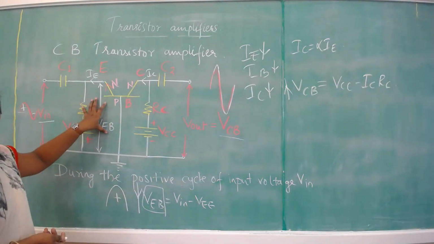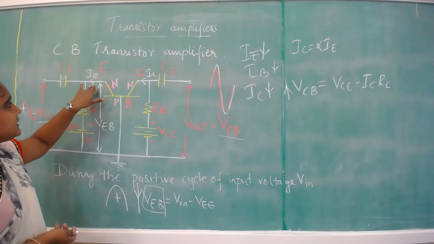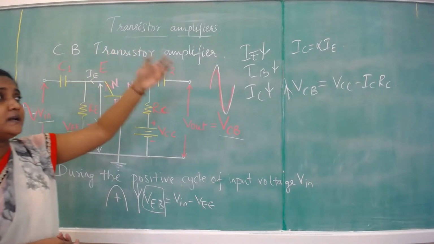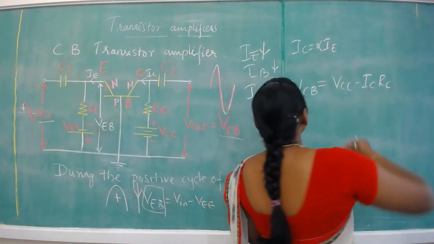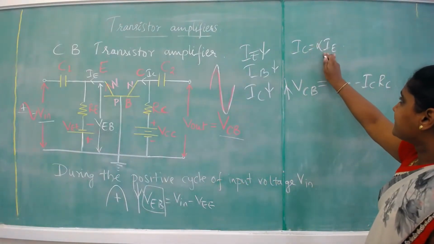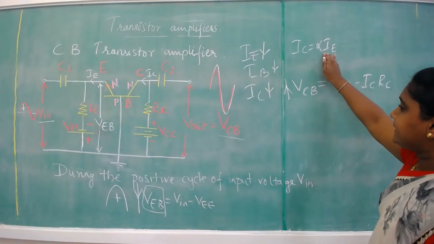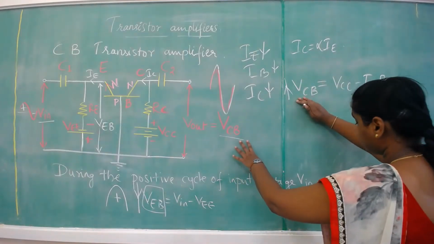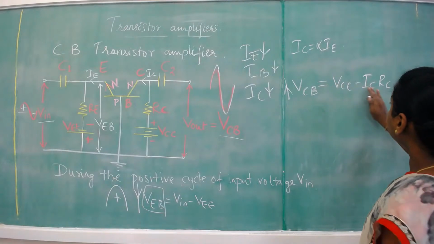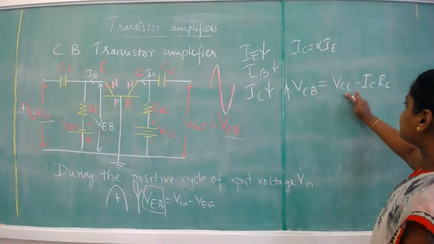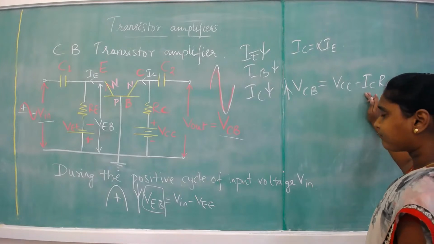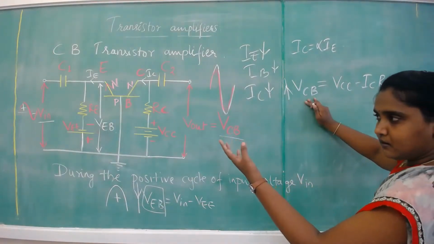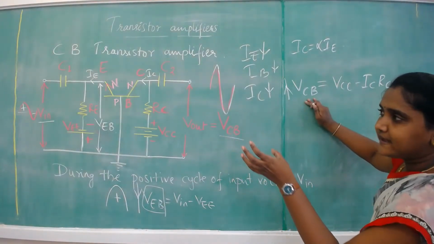When it is going to decrease, what happens? As the applied voltage itself is decreasing, so what will be the effect on the emitter current? The emitter current will decrease. Emitter current is decreasing, so base current will decrease. As a result, collector current also decreases. Collector current is related with the alpha IE. So collector current decreases, and the final output voltage is depending on the collector current. So VCB is equal to VCC minus ICRC. As this is decreasing, so what happens? Overall VCB is increasing.